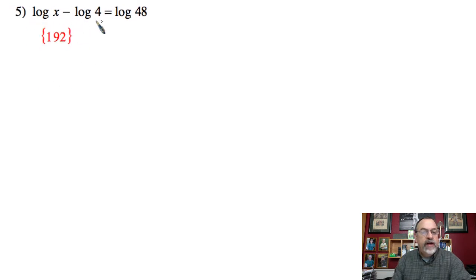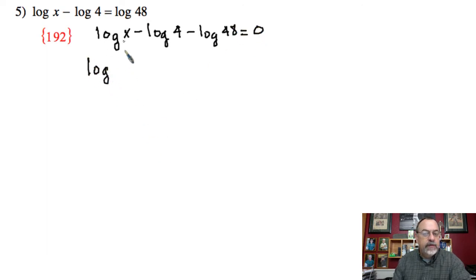Okay, for example 5, we have a logarithm on the other side of the equal sign, so we're going to need to move it to the same side so we can apply the properties and get it down to a single logarithm. So we're going to subtract that log of 48 from both sides. And again, remember that equals 0. Now we can apply the properties of logarithms. So I have x, minus means divided by, another minus means divided by, and that equals 0.